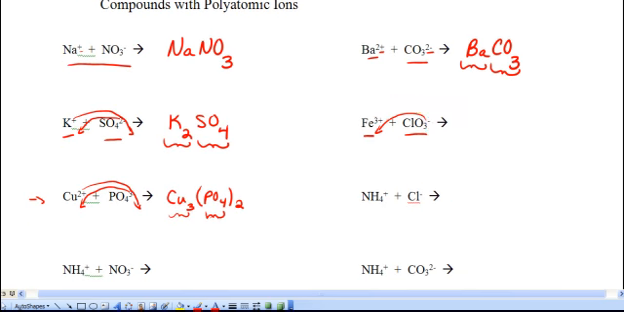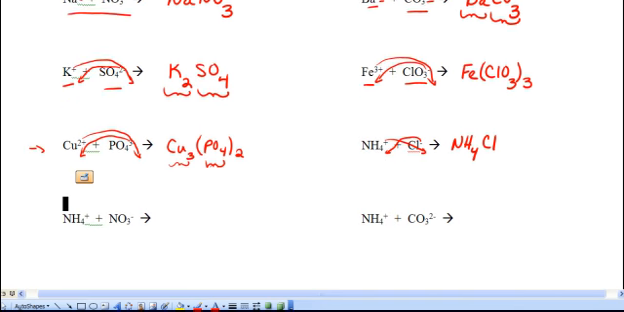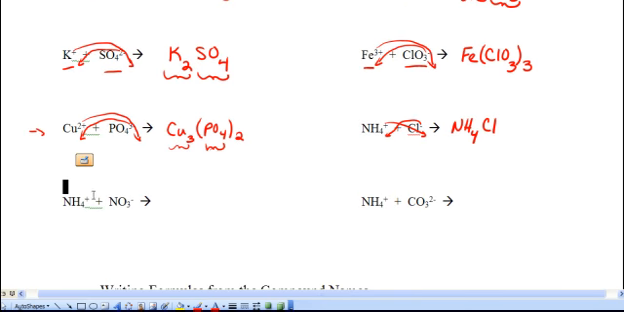Okay, scrolling down. NH4 plus NO3 1-. The 1 from the ammonium will go with the nitrate. The 1 from the nitrate will go with the ammonium. So you have 1 ammonium and 1 nitrate. NH4NO3.